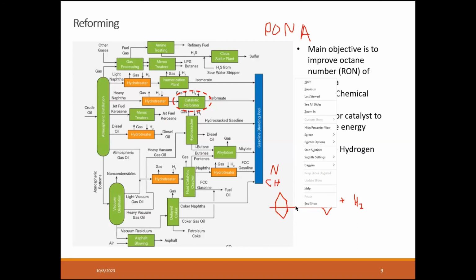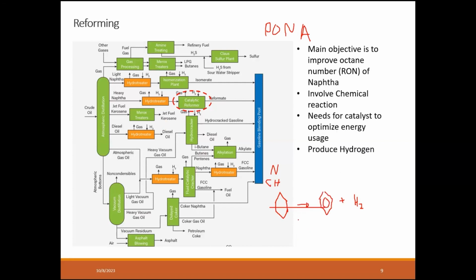Okay. Please ignore this line. So this is naphthenes, naphthene rings. With the presence of catalyst and also the right temperature, it will be converted into an aromatic compound. This is aromatic compound plus hydrogen. This is how we get hydrogen from the catalytic reformer unit, right? Interesting stuff, right?